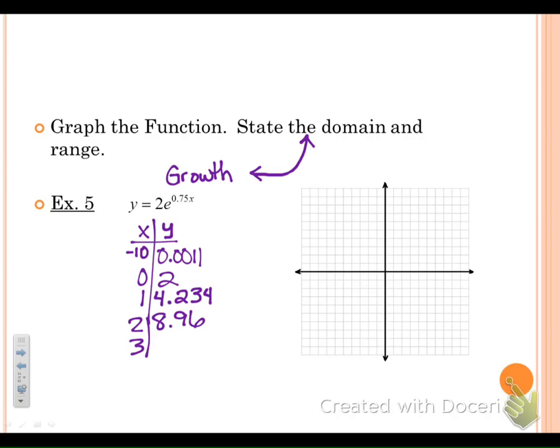So let's graph them. When you plug in a negative 10, you're slightly above 0. We've got 0, 2. And we've got the general shape. General shape is a flat line, and then all of a sudden it gets bigger. We're going to discuss domain, range, and we're going to talk about that asymptote.